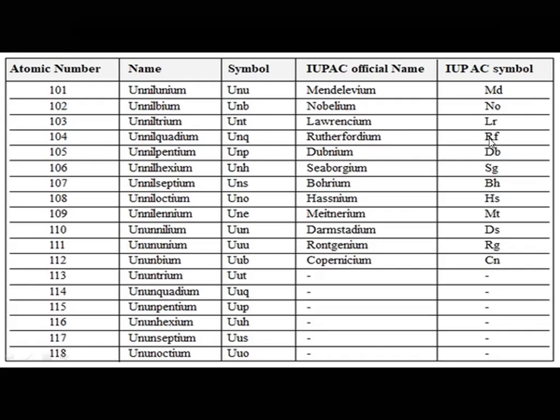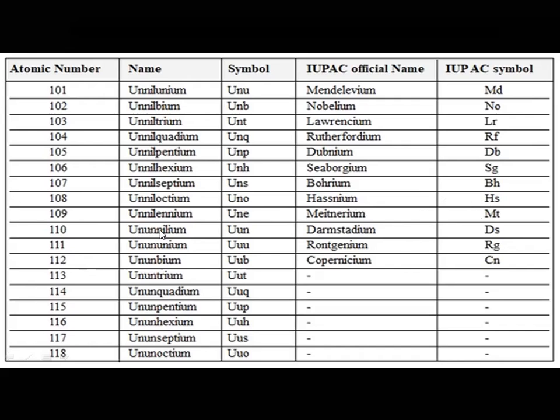So once the discovery is being proved, you don't have to use this. 105. un, nil, pentium, dubnium, Db. 106, unnil hexium, seaborgium, Sg. 107, unnil septium, bohrium, it is called bohrium. 108, unnil octium, UNO, hassium, Hs. 109, unnil ennium, UNE, meitnerium, it is called Mt.